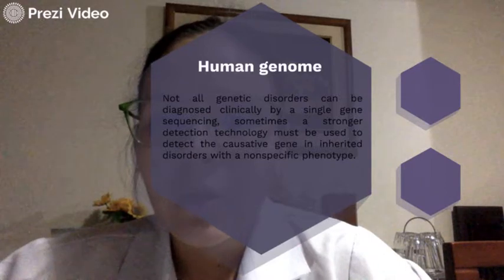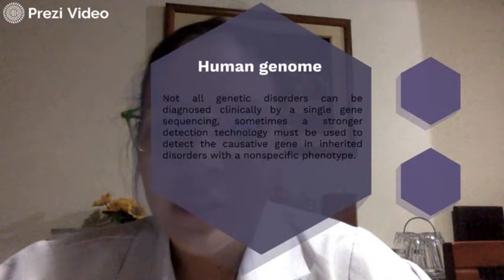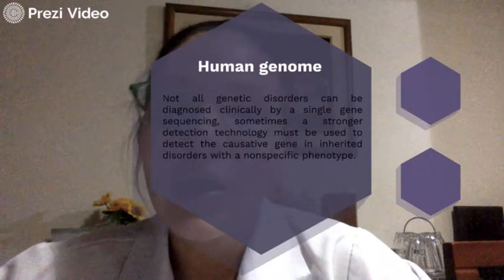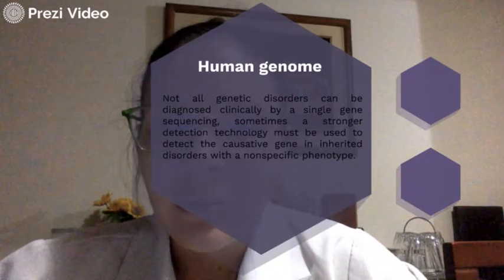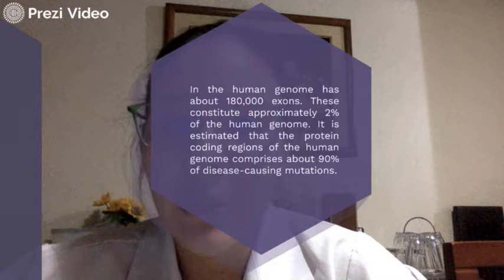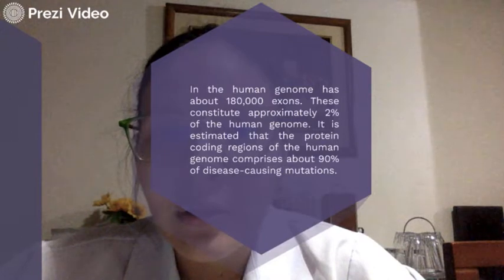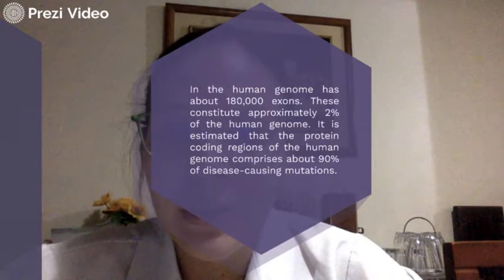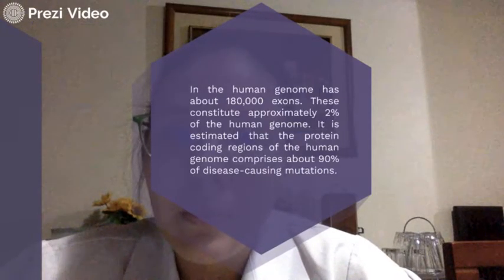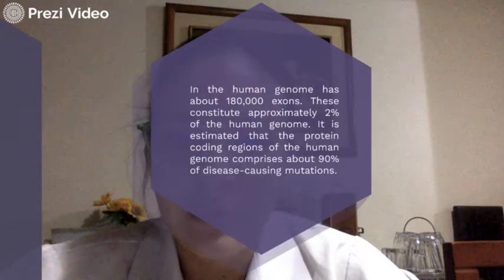Human genome. Not all genetic disorders can be diagnosed clinically by a single gene sequencing. Sometimes a stronger detection technology must be used to detect the causative gene in inherited disorders with a non-specific phenotype. A human genome has about 180,000 exons. This constitutes approximately 2% of the human genome. It is estimated that the protein coding region of the human genome comprises about 90% of disease-causing mutations.